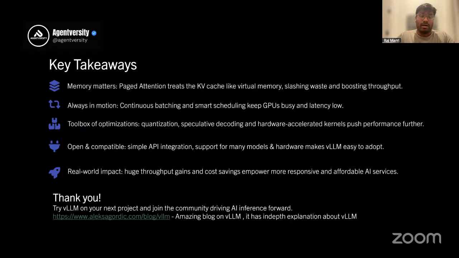That way we can reduce the size of the models, or even speed up the inference process with speculative decoding. Open and compatible, so simple API integration. We can expose an LLM using OpenAI compatible API.